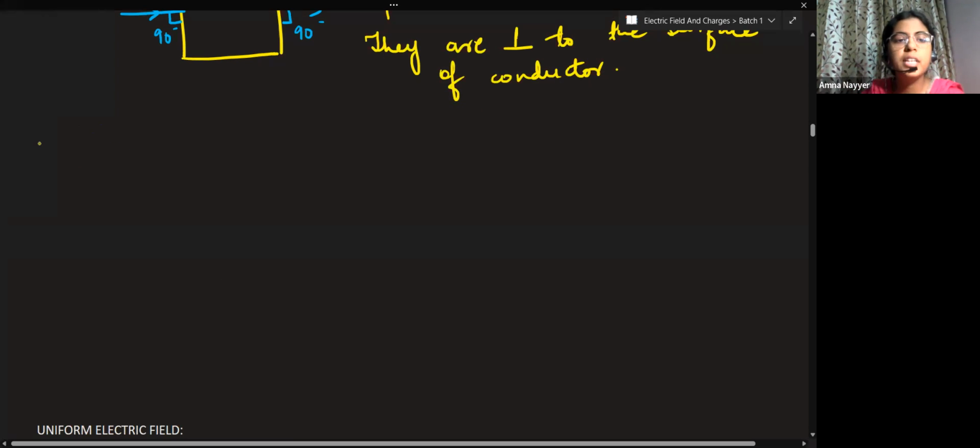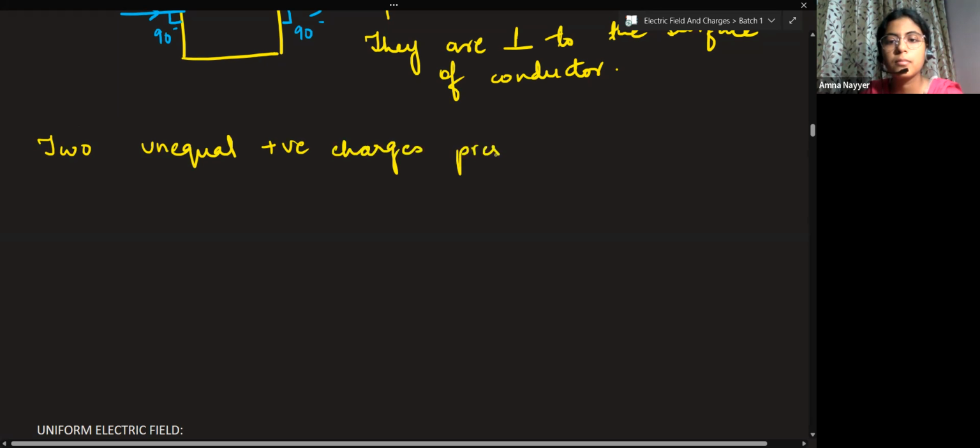See, if there are two unequal positive charges present, Q1 and Q2, meaning both of them have different magnitudes. So let's say Q2 has greater magnitude than Q1. Then you see the neutral point will lie towards Q1. So the neutral point lies towards the charge which has the lesser magnitude.